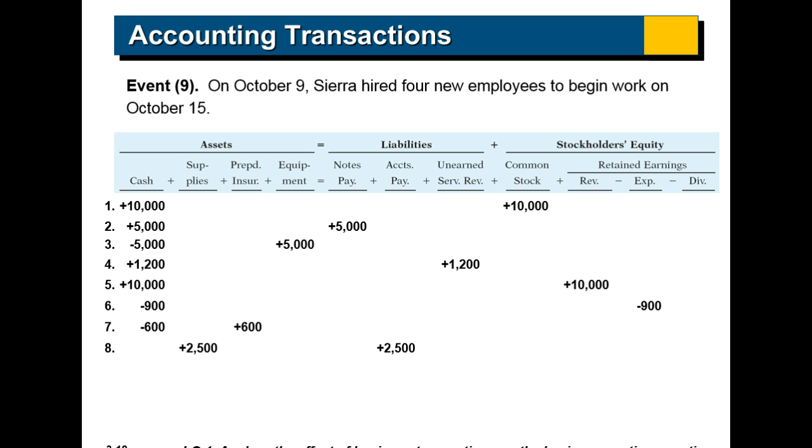On October 9th, Sierra hired 4 new employees to begin work on October 15th. What's going to go up? What's going to go down? This is a tricky one. Nothing. Why? No transaction. I'm going to run and get water real quick. Is that okay? One sec.